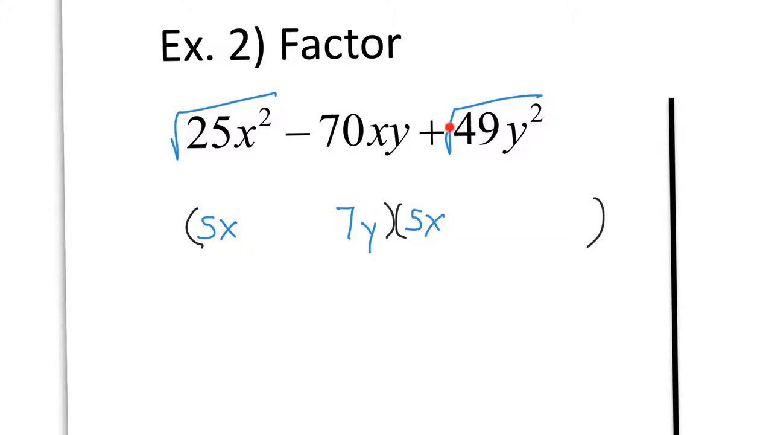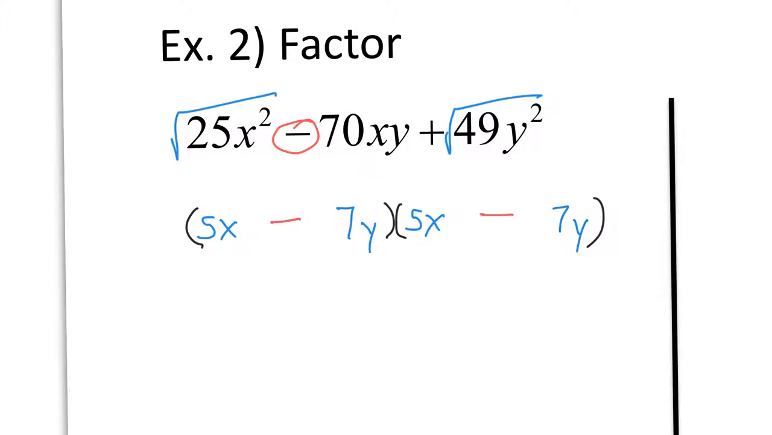Remember that the square root and the square cancel. So if you take the square root of the y squared, you're just going to have a y, because the square and the square root cancel. Then you put the 7y over here. You do the same thing for the sign with the term in the middle. It's negative, the one in the middle, so you put a minus and a minus.